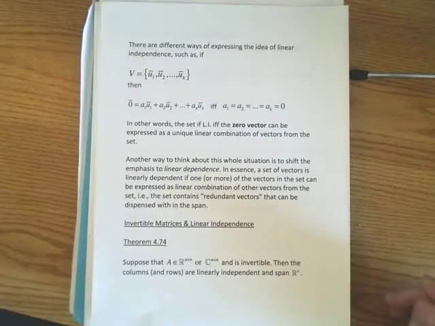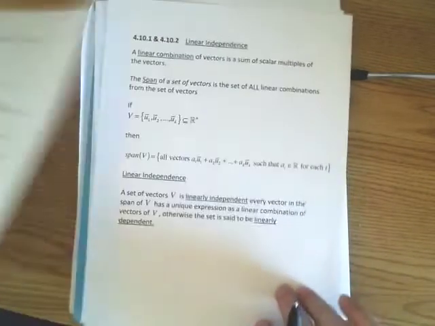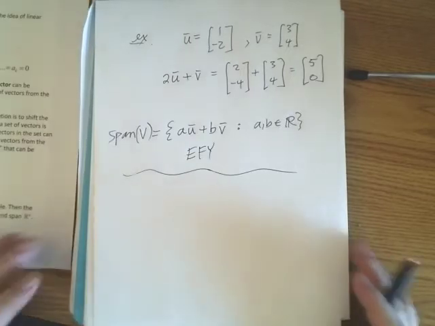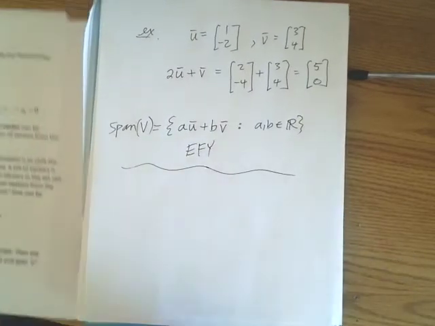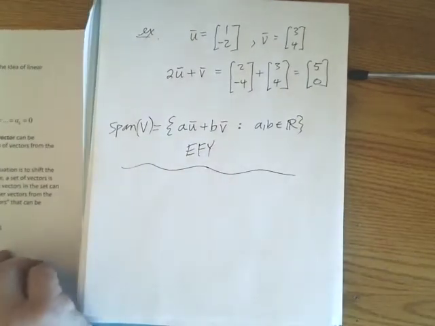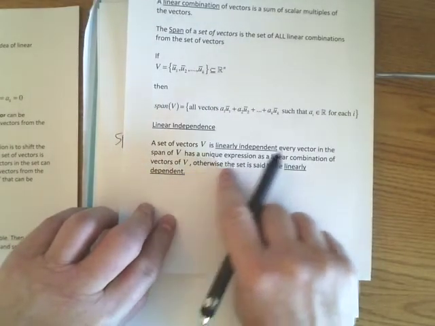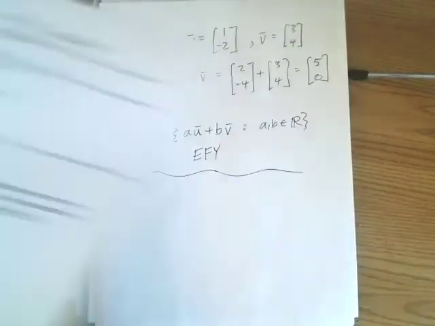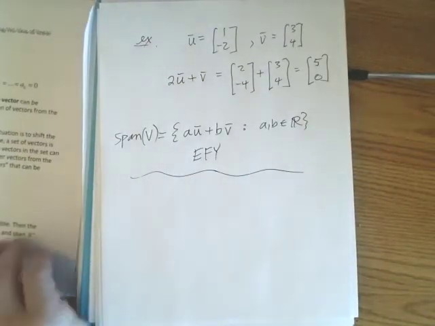Let me throw in some examples to get the idea of linear independence and linear dependence. Don't forget, we have another definition here. What is it if the vectors are not linearly independent? We say they are linearly dependent.